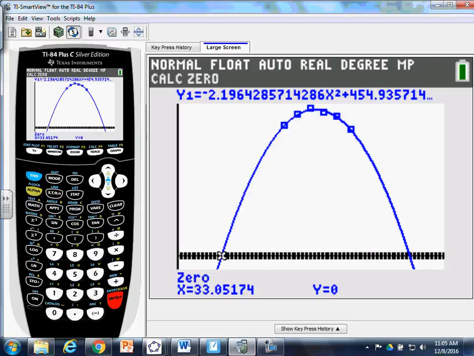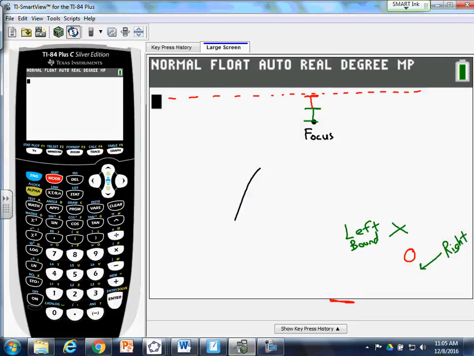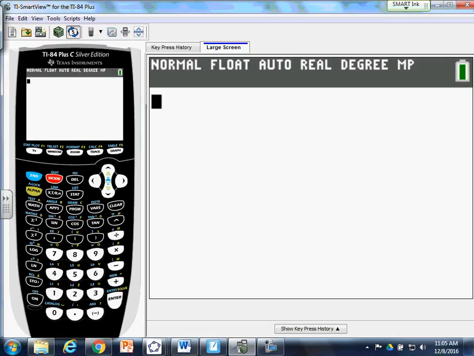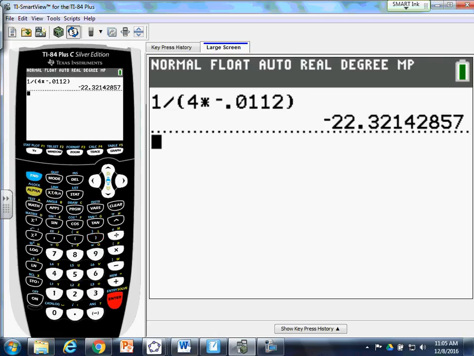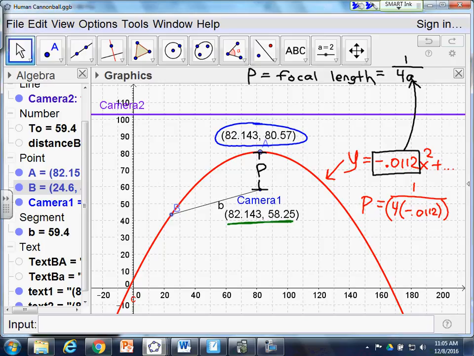On your calculators, you could figure that out like this: clear off this old stuff. The focal length, the distance to the focus, is 1 divided by parenthesis 4 times the a value, 0.0112. Our a was actually negative, but since it's a distance, we're really just going to worry about the positive answer, because you don't ever measure a distance negatively. So that 22.32 is how far it was from the vertex to camera 1. You could verify that by subtracting the y coordinates straight down. The difference in the y's was 22.32.